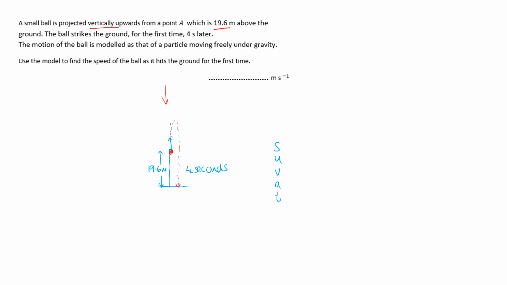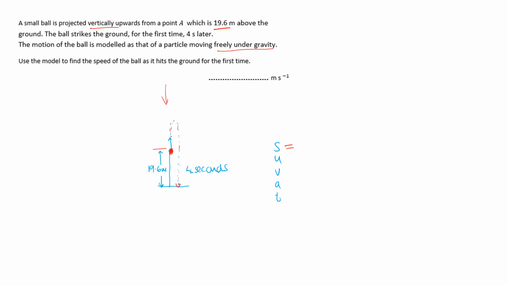Now it starts 19.6 above the ground, so that's where it starts. We don't know what the initial velocity is, we just know it's projected upwards. We know it's SUVAT equations because it's moving freely under gravity, and that means we've got constant acceleration. So let's fill in what we do know.